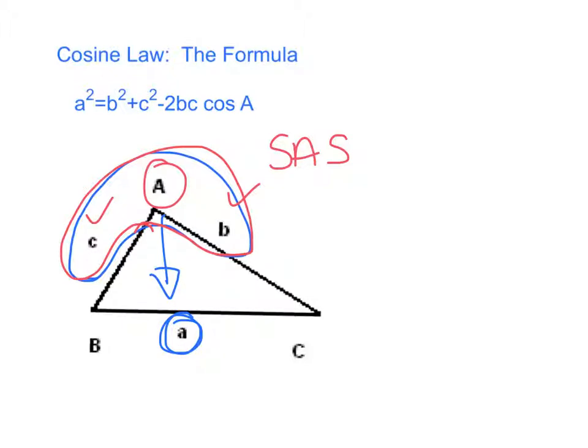Then you just fill in the information. So b squared plus c squared minus 2bc cos A. Make sure in your calculator you do all of this as one unit, and then you add it on to b squared plus c squared.